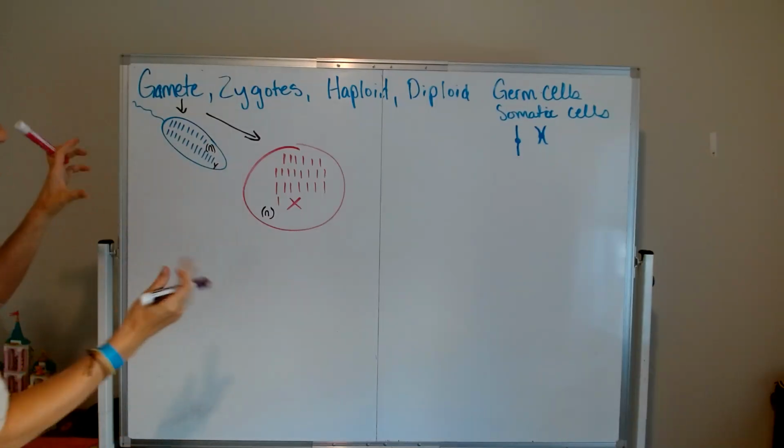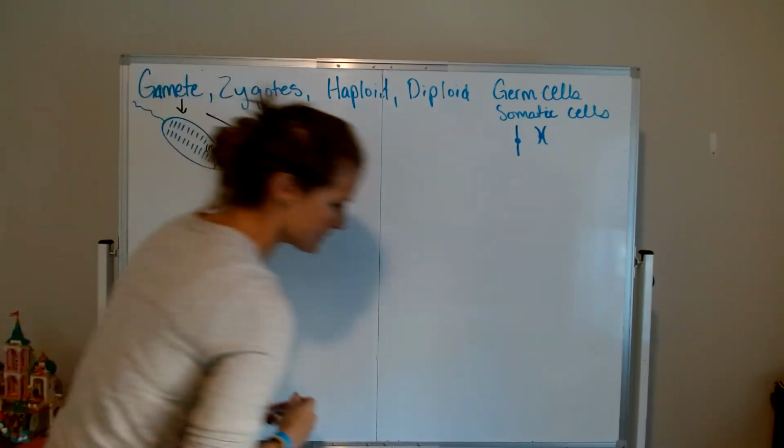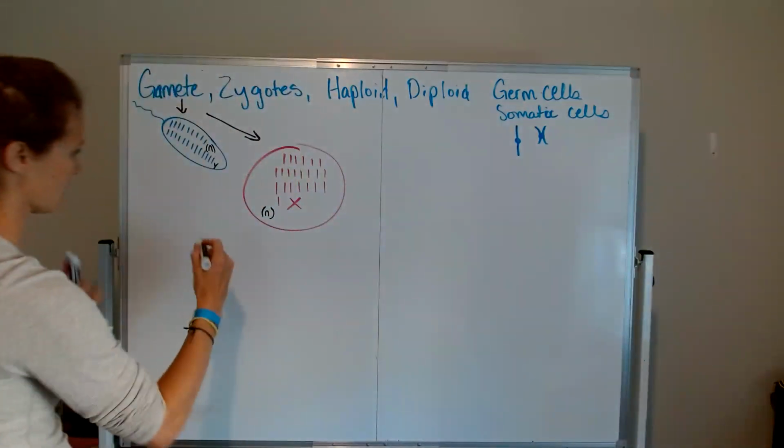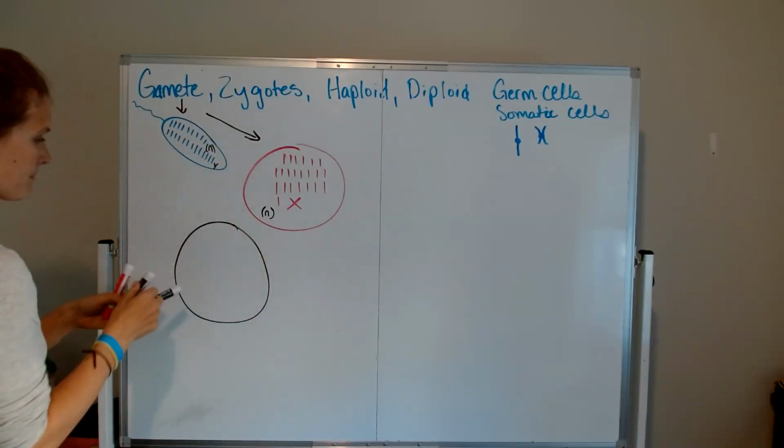Okay, now what's going to happen is they're going to fuse. They're going to fuse and they're going to become one cell. So let's make that cell a different color. We'll make it black. So it fuses right here.